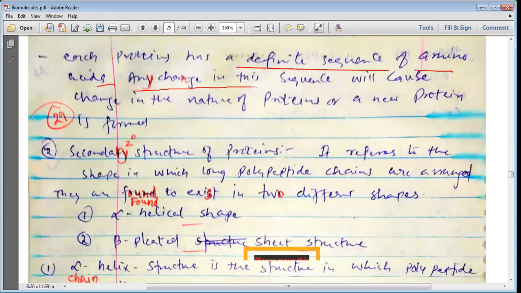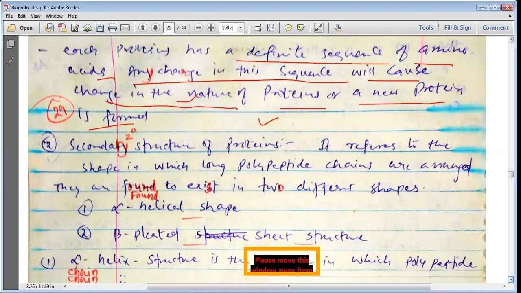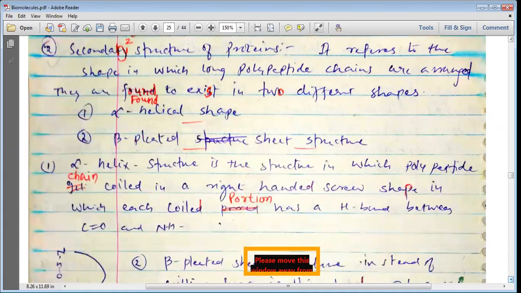Any change in this structure will cause a change in the nature of the protein, or a new protein is formed if we change the primary structure of the protein. Once again, if there is a change in the primary structure of the protein, a new protein is formed from the old protein, or it will cause a change in the nature of the protein. So this is how, my dear students, if there is a change in the primary structure of a protein, a new protein is formed.